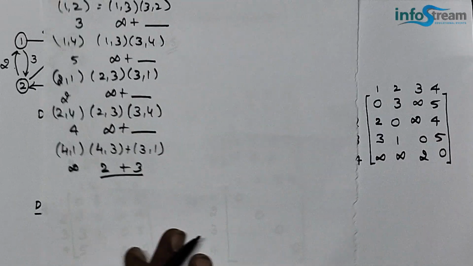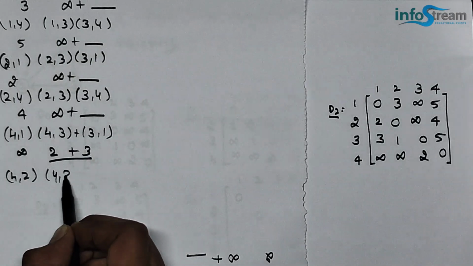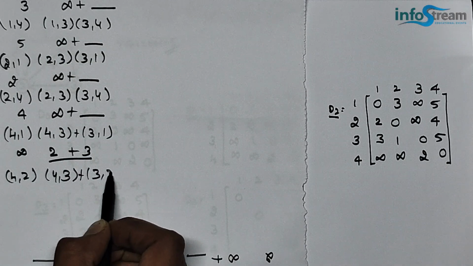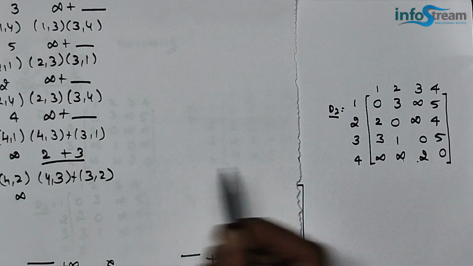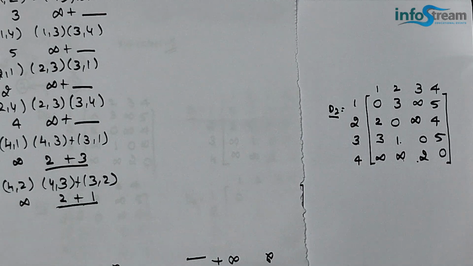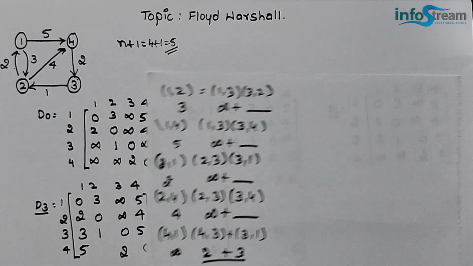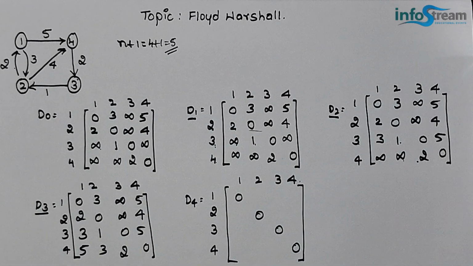Next 4 comma 2. So 4 comma 2 means from 4 you will come to 3. From 3 you will go to 2. 4 comma 2 value is infinity. 4 comma 3 value is 2. 3 comma 2 value is 1. 2 plus 1 will be 3. Among 3 and infinity, 3 is the smaller. So I will write 3 here. Now we are completed with the third matrix.